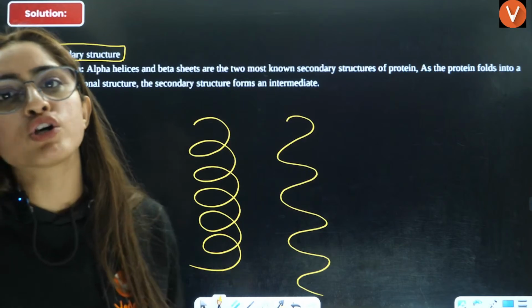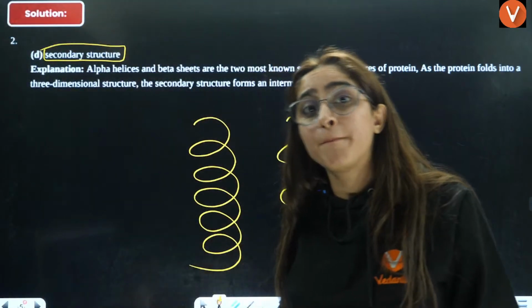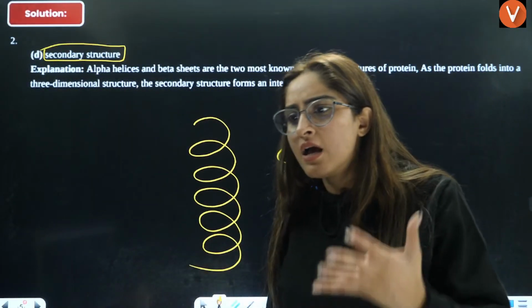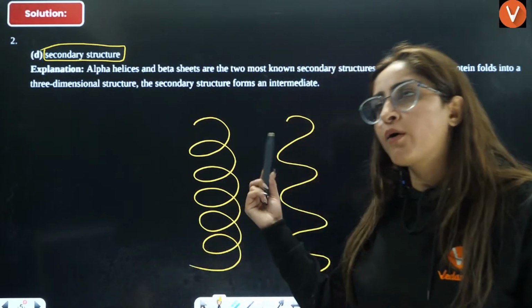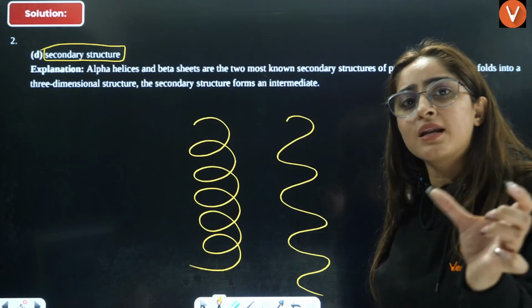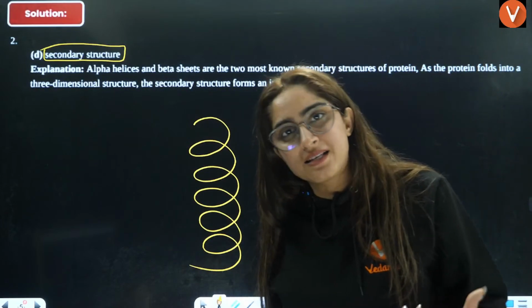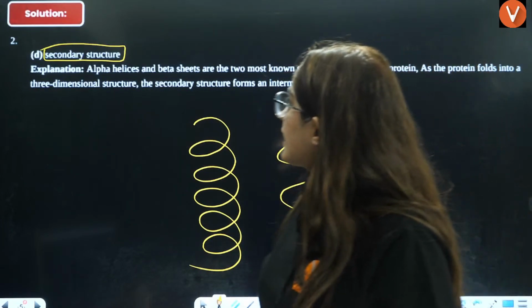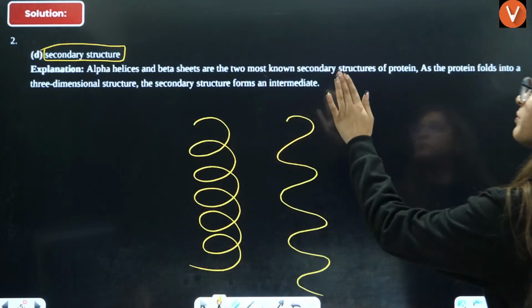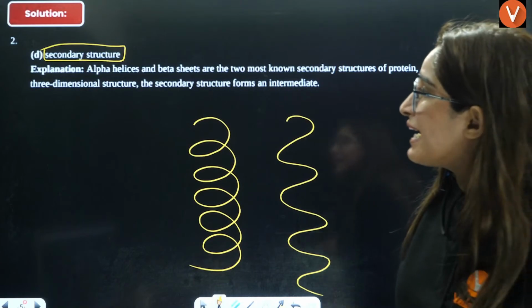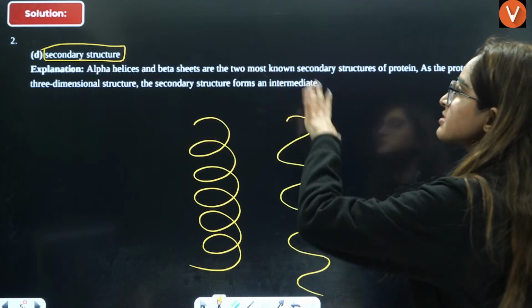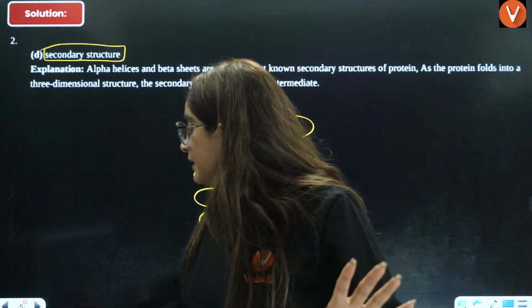Right? Both are because of the hydrogen bonding between the bases, right? Okay, that is not hydrogen bonding; you can say it is between the amino acids. That is about DNA, hydrogen bonding. This is basically between the amino acids, okay? Alpha helix and beta sheet are the most common secondary structures of protein. As the protein folds into a three-dimensional structure, the secondary structure forms the intermediate structure.